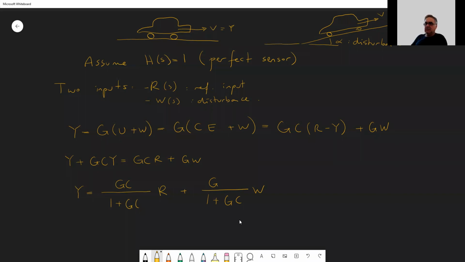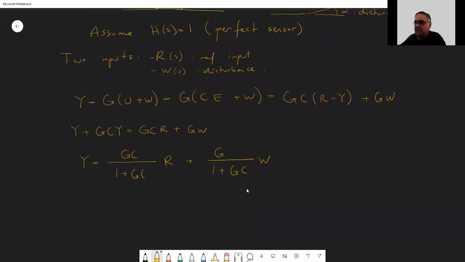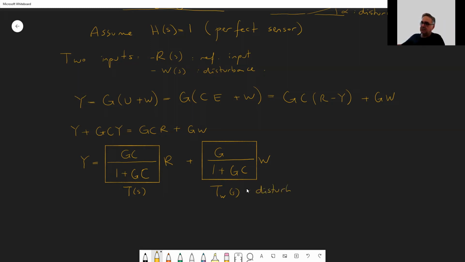So this part is the T of S, as usual. This is the closed loop transfer function. And this is the so-called disturbance transfer function, T W of S. This is called the disturbance.